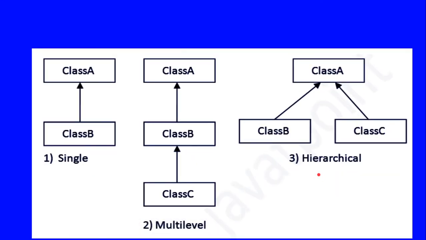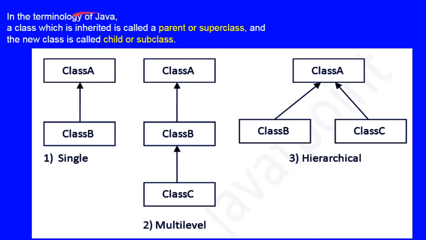Now let us see the types of inheritance. In the terminology of Java, a class which is inherited is a parent class or a superclass, and the new class is the child or the subclass. When you say class A and class B, class B is the child class derived from the parent class A. So here A is the superclass and B is the subclass. This is an example of single inheritance, because class B gets its qualities from a single parent class, which is class A. That is the diagram that shows single inheritance.